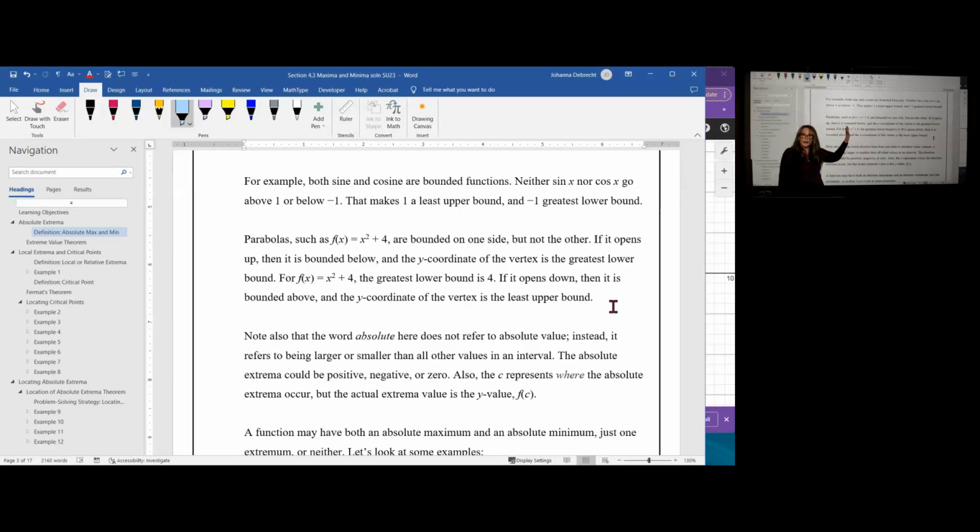There are other graphs, such as parabolas. Let's think about the graph of x squared plus 4.